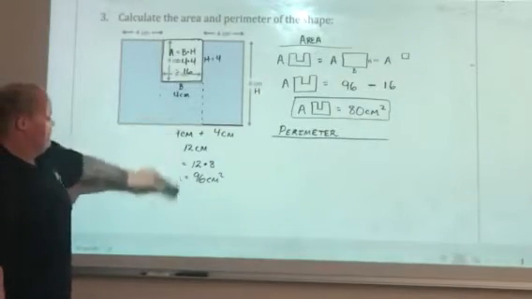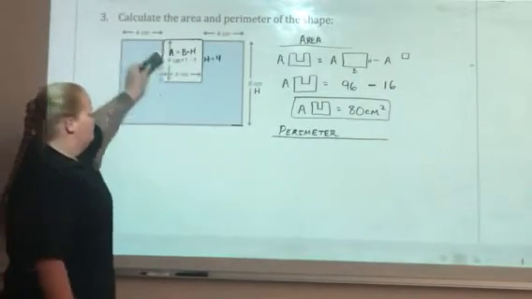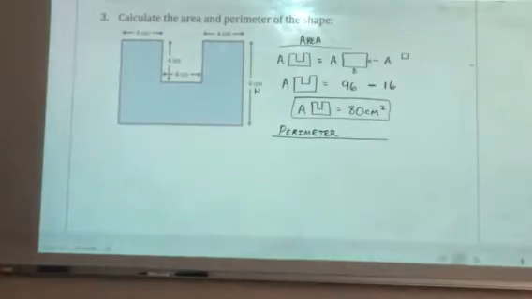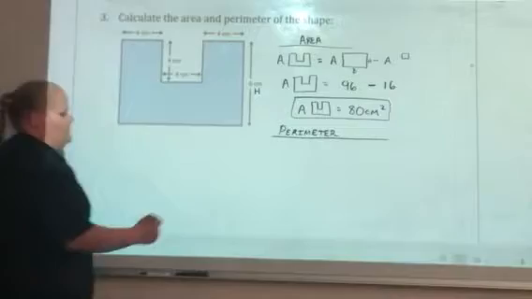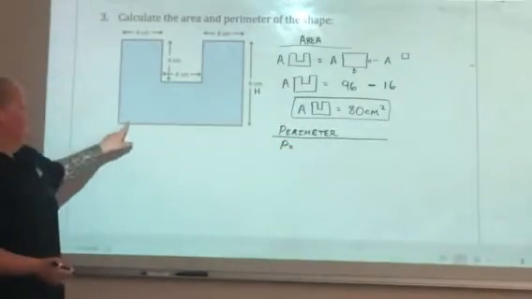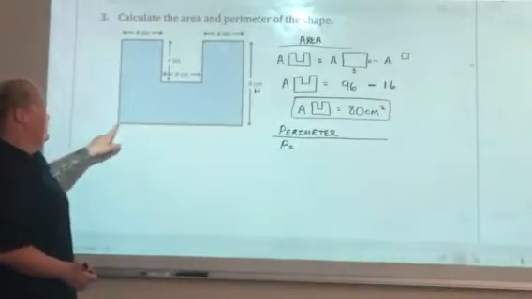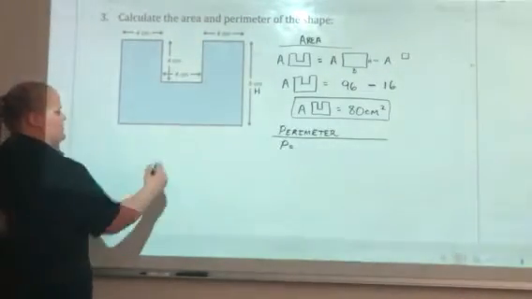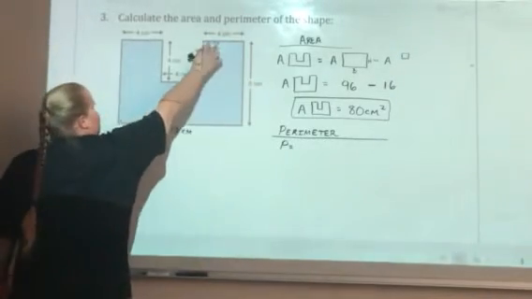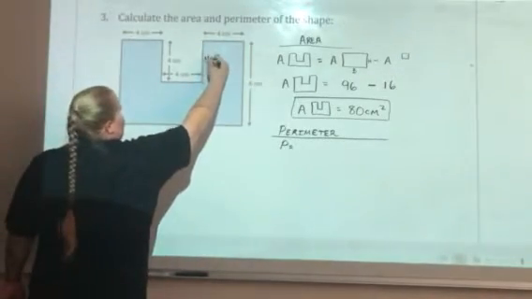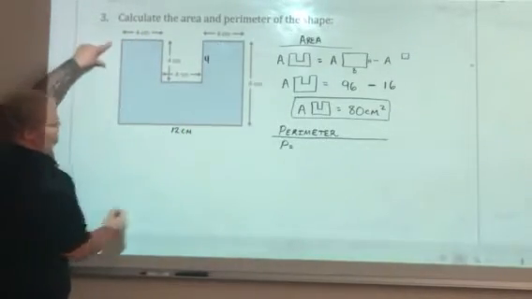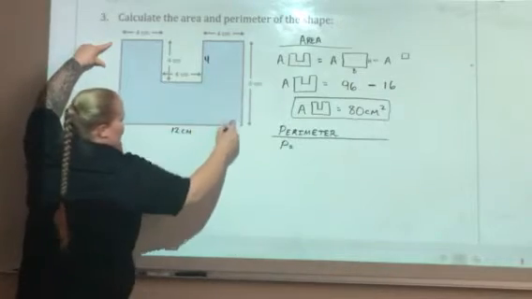Go ahead and clear this off. Alright, so perimeter is all sides added. So we have to figure out the length of each side. Well, we just discussed previously that the length of this base was 12 centimeters. I know that that's 8, that's 4. This is also 4. That's 4, that's 4, that's 4. And this is also going to be 8 centimeters because it matches the length of this side.